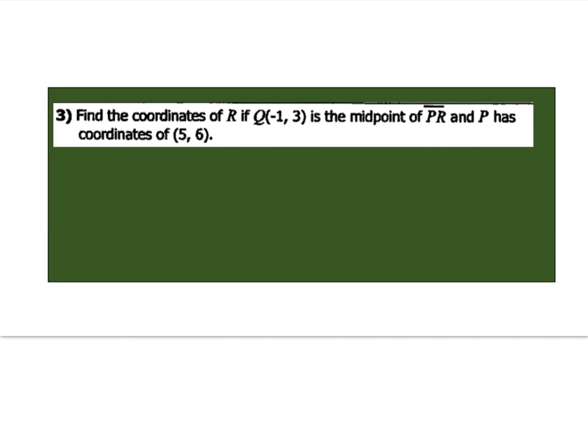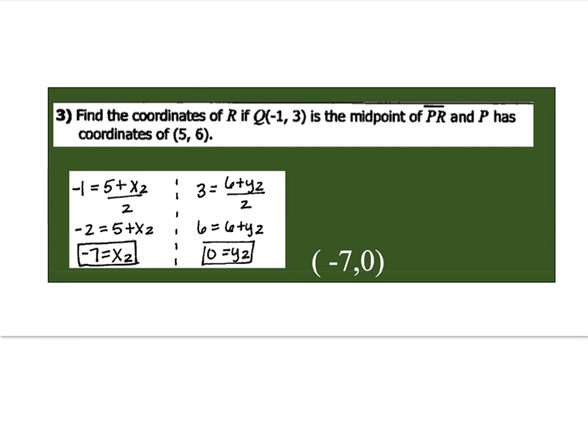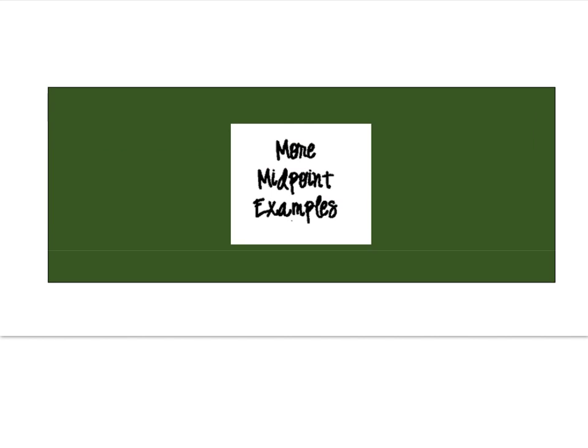This one is a you try picture, and let's see what you get. Hit pause until you have it, and then hit play so you can see the answer. Hopefully you follow these steps and you got negative 7, 0. Let's get started with some more midpoint examples, ones that don't look like our typical problems.